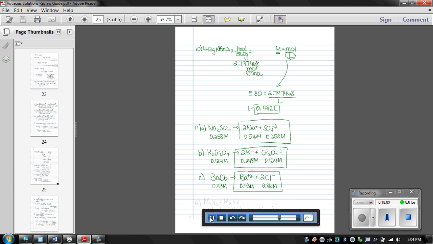Let's see if I can squeeze 12 in on this page. So number 12 is the only time you want to be using MCVC equals MDVD. Do not use the dilution equation on a titration problem. I will mark all of your points off, and I don't want to, but I will. The reason why I know that this is not an actual chemical reaction is the concentration. The only thing changing, it's still the same substance. So we're going to be using MCVC equals MDVD.